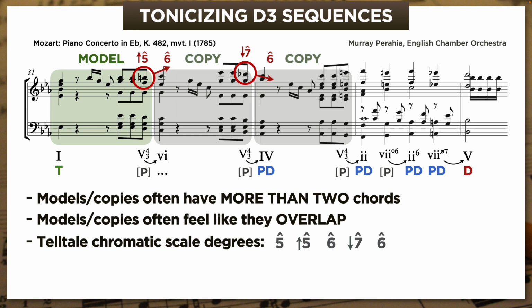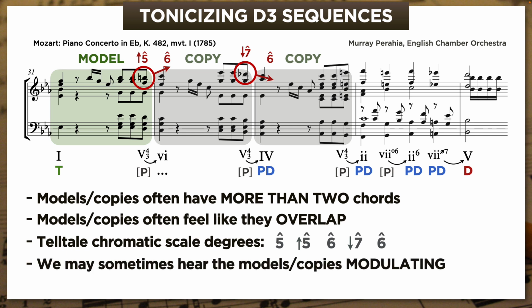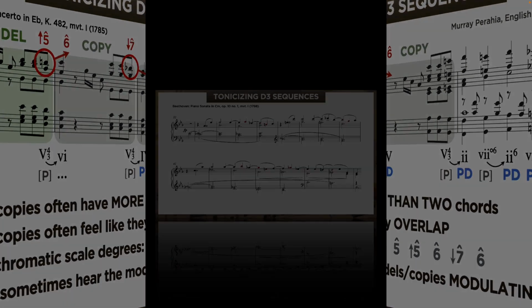Fourth and lastly, because the models and copies encompass larger chunks of music, because they often contain more harmonic functions and so on, we sometimes have to make a judgment call about whether the music modulates or not. In other words, we have to decide, based on our hearing, whether a tonicizing D3 sequence really stays in one key, or whether each new copy lays out a new key area. If that seems a bit abstract, you'll see what I mean when we start looking at the examples I've lined up for you, which is right now, actually.